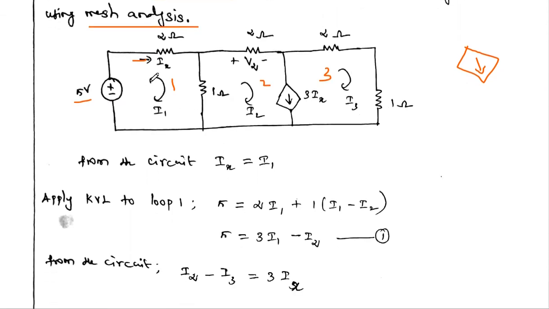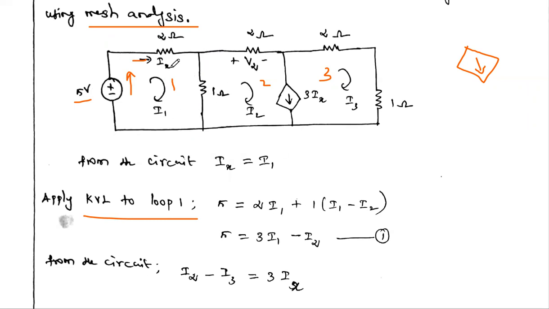Then we have to write the KVL equation for the first mesh. Since the current source is not in the first loop, this first loop is an independent loop, so you just write the ordinary KVL equation for it. The KVL equation for the first loop is: if you start from here, going from minus to plus is a voltage rise, so 5 equals 2 into the current I1.